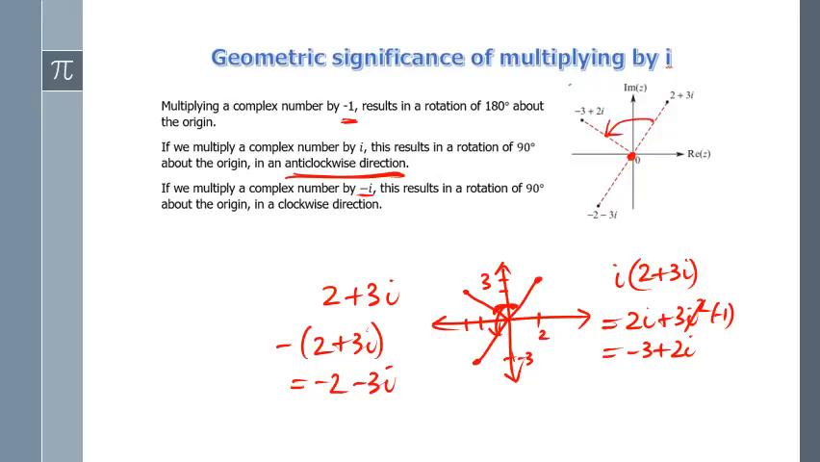If we multiply it by -i, and you can have a look, -i times 2 plus 3i, we know that's -2i, and then minus 3i squared. That's going to give us a positive there, so 3 minus 2i. If I go across 3 and down 2i, that has a result of rotating it 90 degrees still, but this time in a clockwise direction.